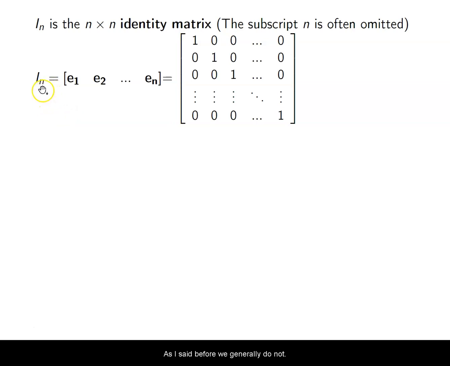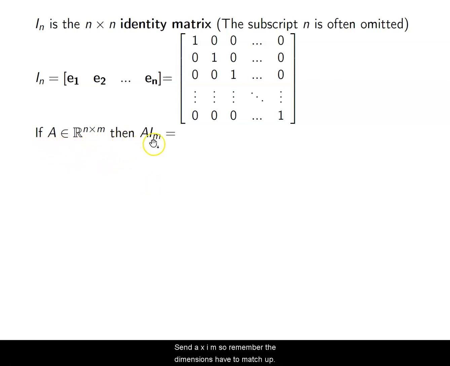And as I said before, we generally do not write the subscript n. We just say I, and then you should figure out what the dimensions need to be based on the matrices that you're working with, right? So if A is n by m, then A times I_m. So remember, the dimensions have to match up. So this is rows, this is columns. So since this is being multiplied on the right hand side, it has to match with the inner dimension. So this has to be m by m. Okay.